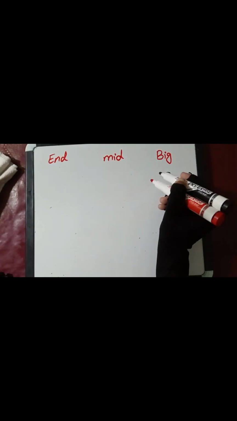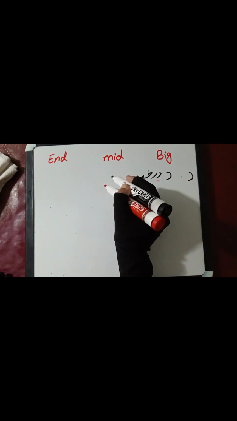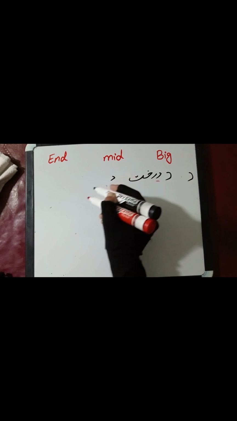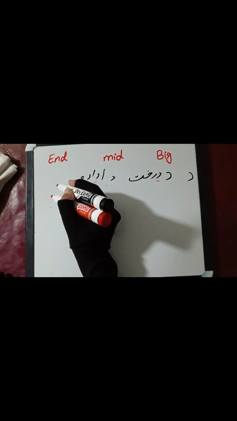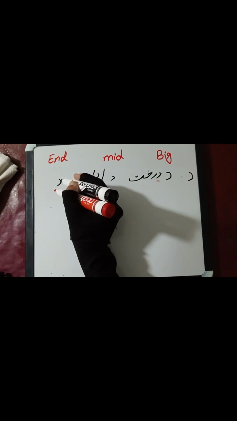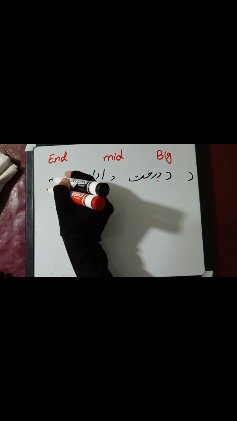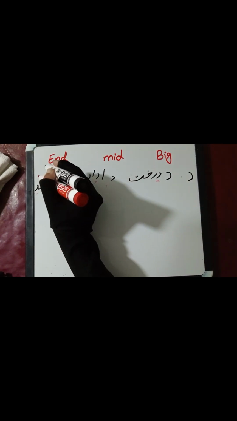Dal, same beginning position like Darakht, this one, same middle position like Idara, this one, and same ending position. Sometimes it comes with connector like Khalid, this one, and sometimes it comes without connector like Dad, this one.